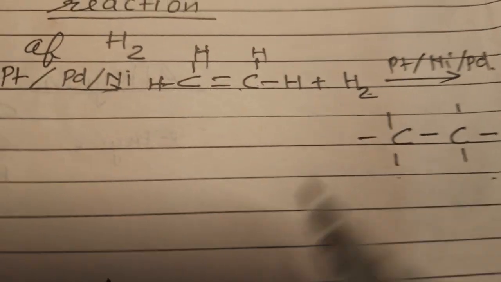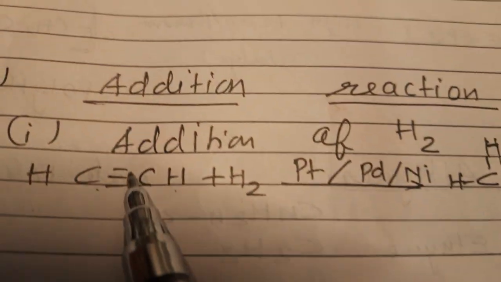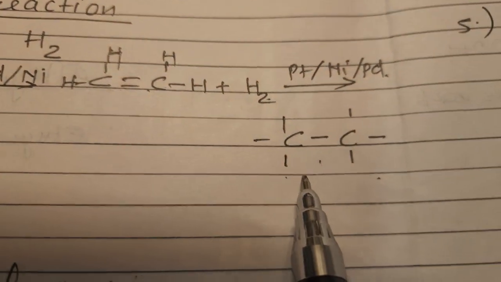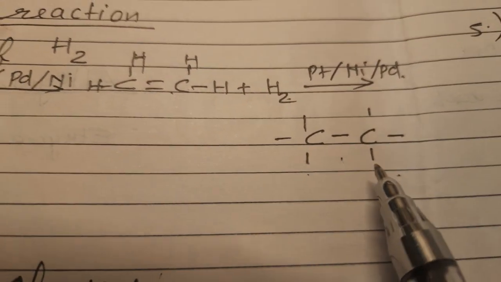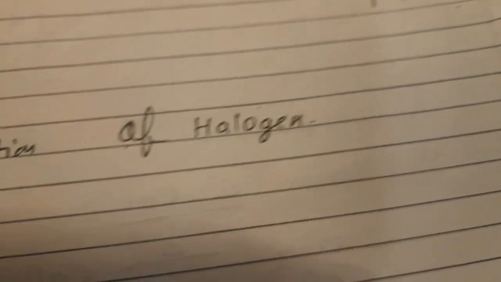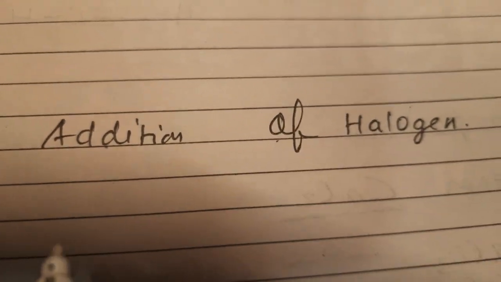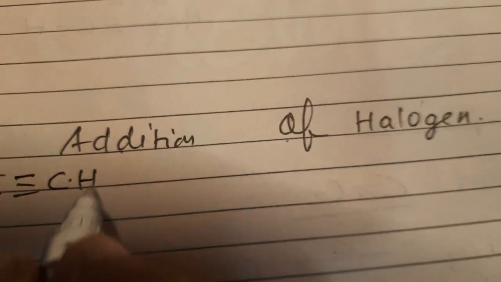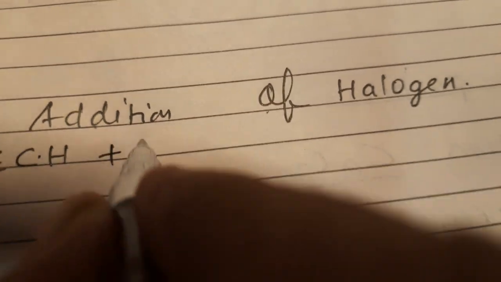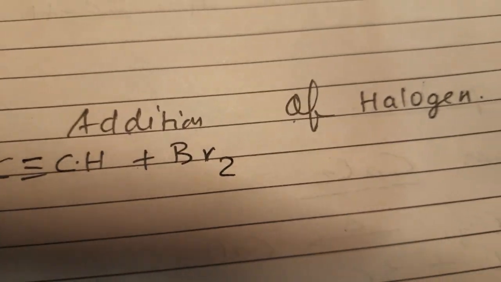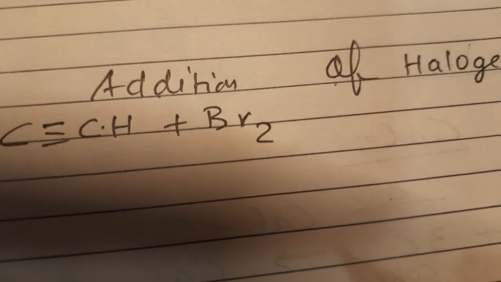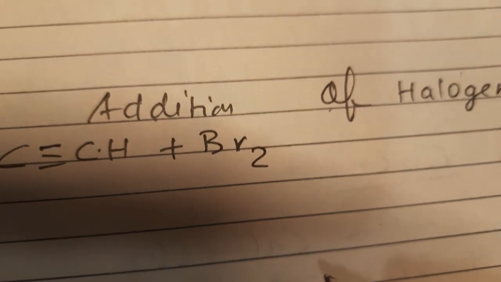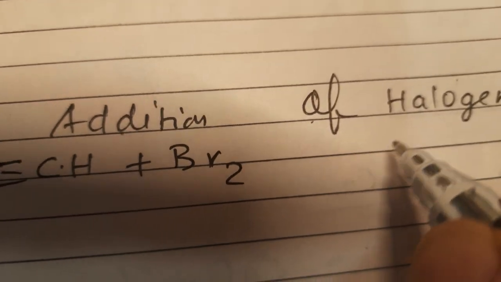Okay, so which alkane is there? Here ethyne was there, so ethane will be formed. Similarly, if you take propyne, propane will be formed. Hydrogen atoms are added. Then addition of halogen. How are halogens added? If I add here C triple bond CH plus Br2, what will happen? Both the bromine atoms will be added to this, so it will form C.